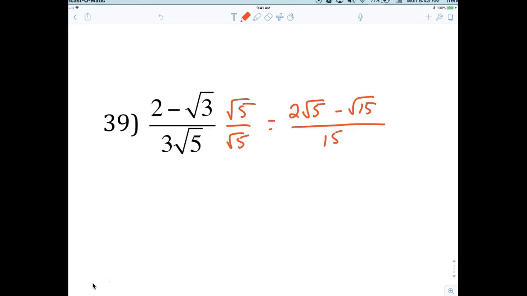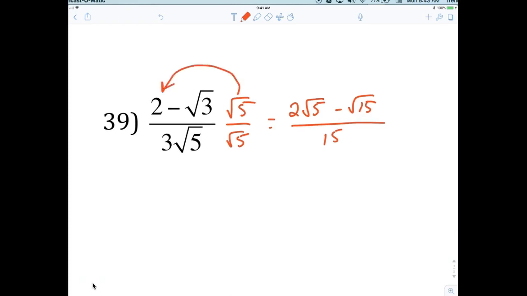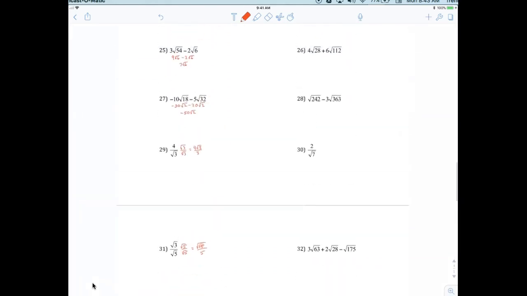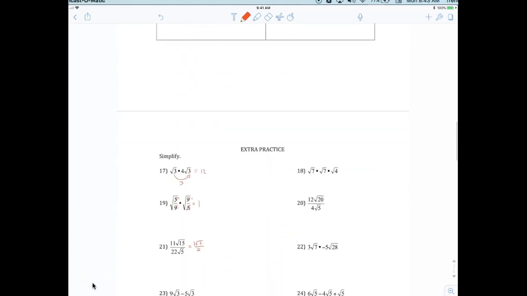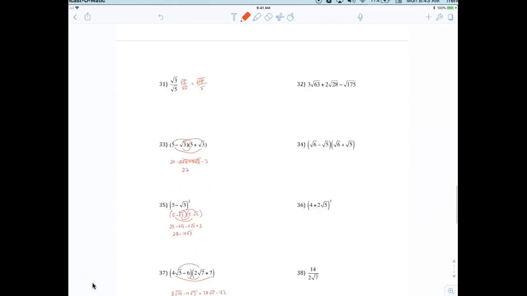Yes. How did you get 2 radical 5 minus 1 radical 15? Wouldn't it just be radical 15? Well, I multiplied this times this. Remember you asked me that before, right? You're distributing. All right. Was that it? Yes. Wow, that was too easy a day. Wow, that was really easy.